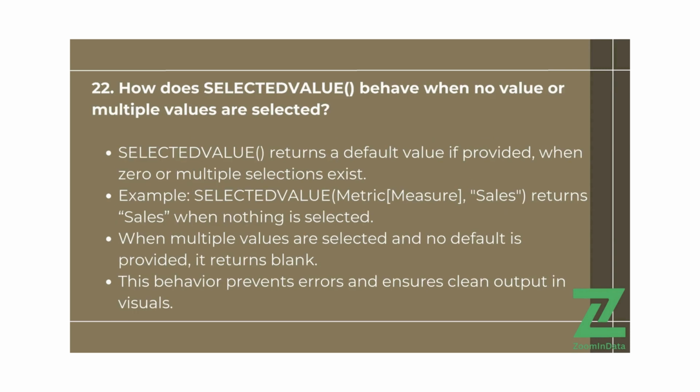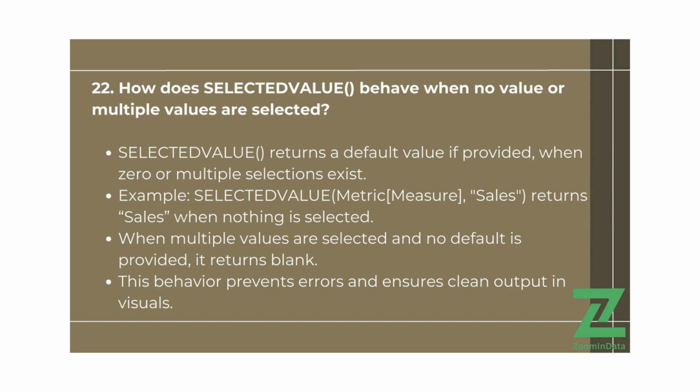22nd question. How does SELECTEDVALUE behave when no value or multiple values are selected? SELECTEDVALUE returns a default value if provided, when zero or multiple selections exist. Here's an example of how SELECTEDVALUE works in Power BI if a slicer is connected to the metric column.